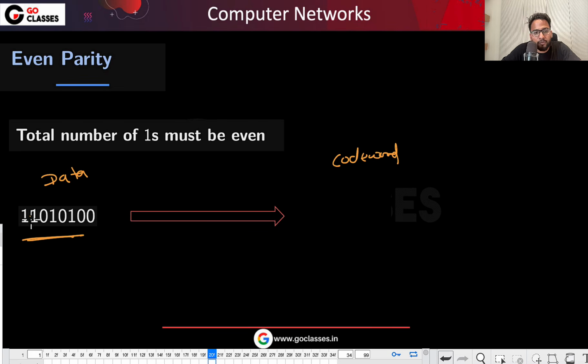In even parity, the number of ones should be even. So first of all, let me write the data as it is, and then what is the code word that we will be using? Basically 4 ones are already there, 1 2 3 4, so you will append 0. That's all. Even parity is done, right?